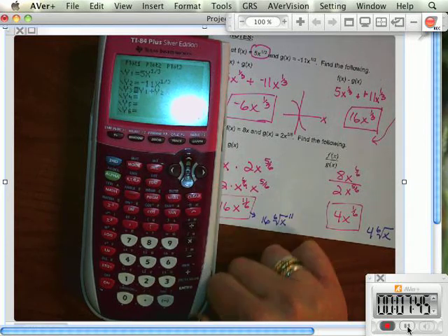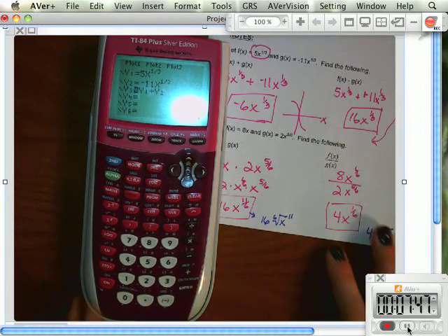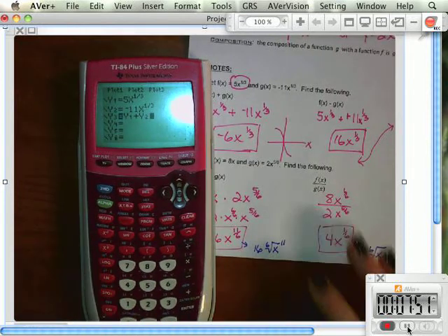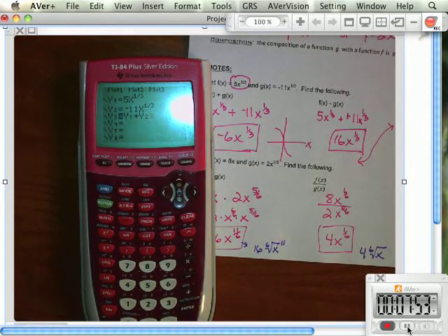You with me? Yeah. And then add it. Yep. Okay, I know it's hard to see here. And then you add it, and then you can graph it.